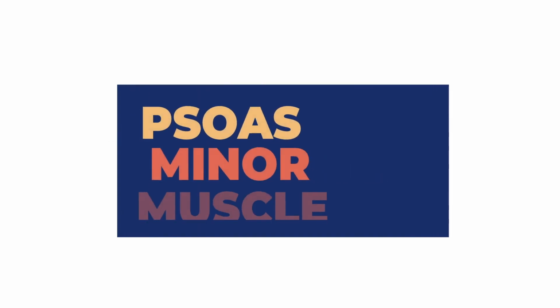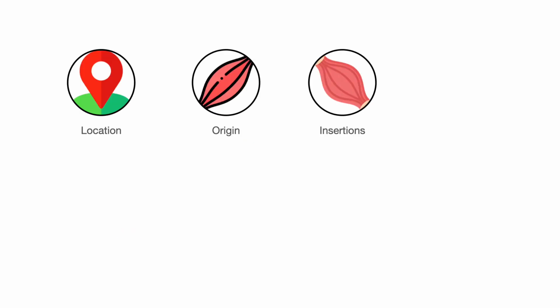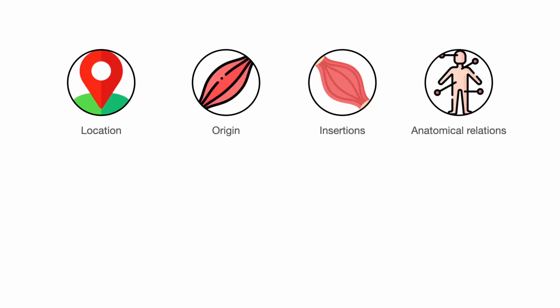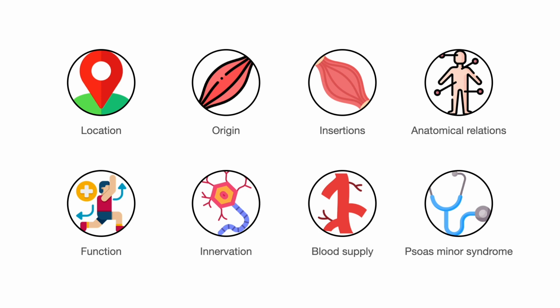In this video, we will be exploring the anatomy of the psoas minor muscle. We'll cover its location, origin, insertions, anatomical relations, function, innervation, and blood supply. We will also delve into psoas minor syndrome to provide context and enhance your understanding and retention of the information presented.